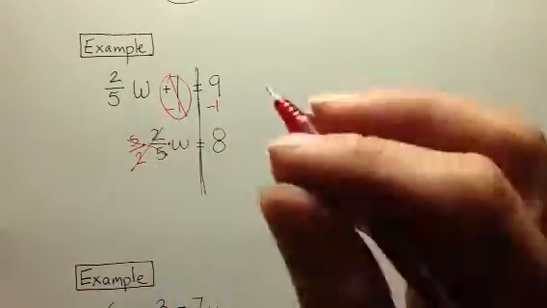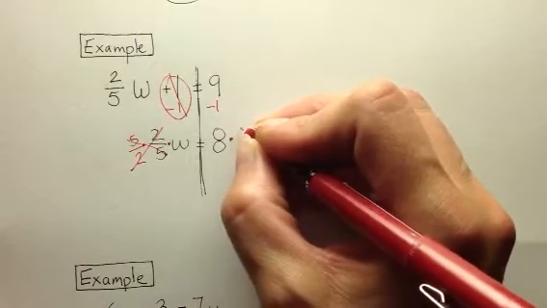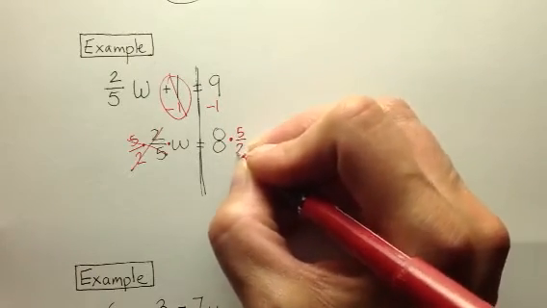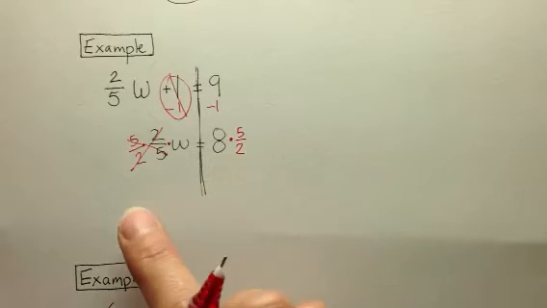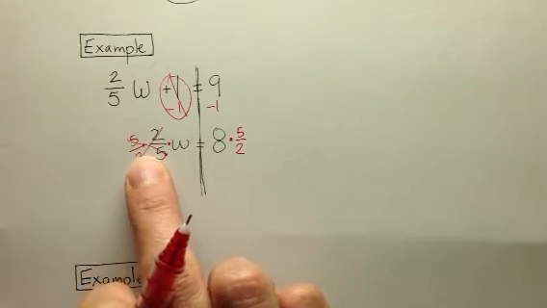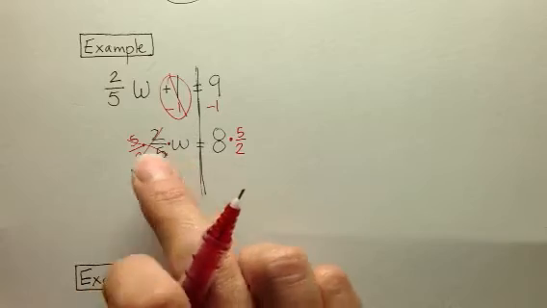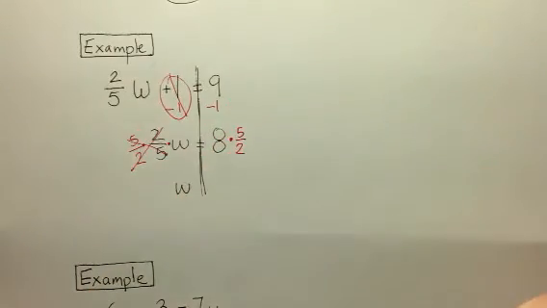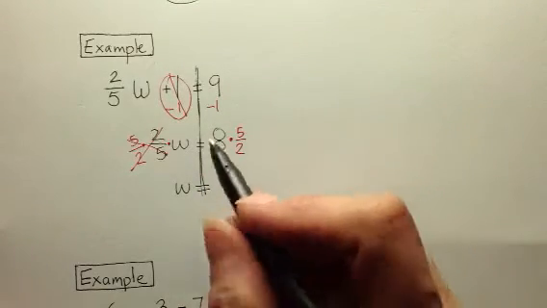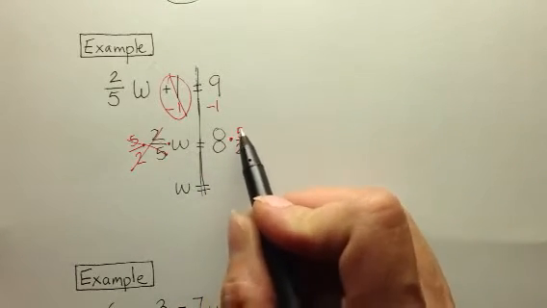Now, your multiplication property of equality says if you multiply the left side by 5/2, you have to do the same to the right side to keep it equal. So this becomes 1 w. 1 times w, your identity property says that's just w, equals, and on this side I have 8 times 5/2.